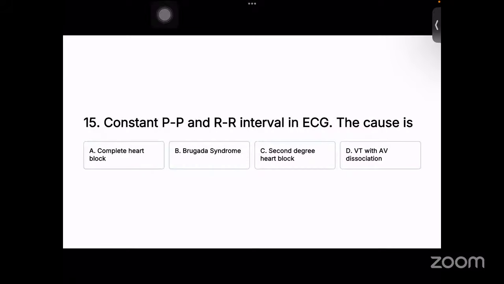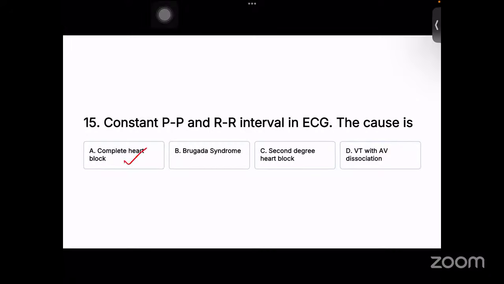Okay, next we go for the constant PP and RR interval in ECG. Constant PP and RR interval in ECG is complete electrical dissociation between the atria and the ventricle. So the common answer here is the complete heart block.